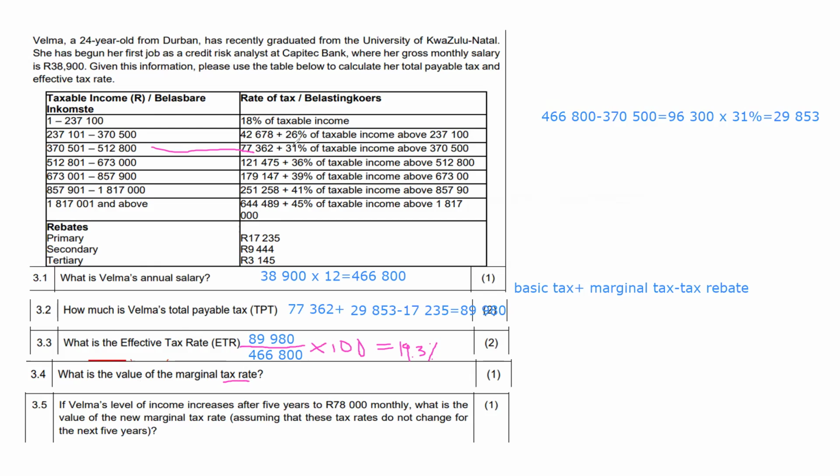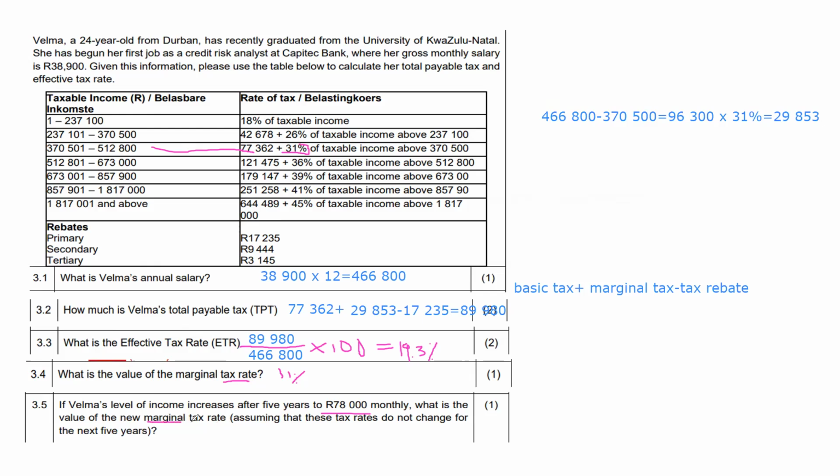And then they're asking what the value of the marginal tax rate is. These are the marginal tax rates, and for this bracket it's 31%. You just take this one as it is and write 31%. And then they're saying that if Velima's income increases after 5 years to 78,000 monthly, what is the value of the new marginal tax rate?